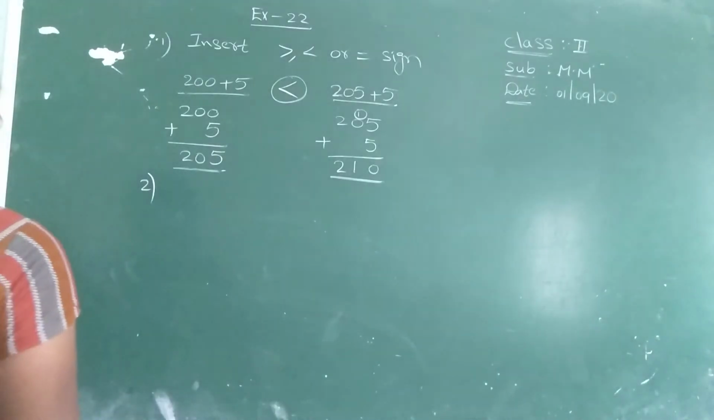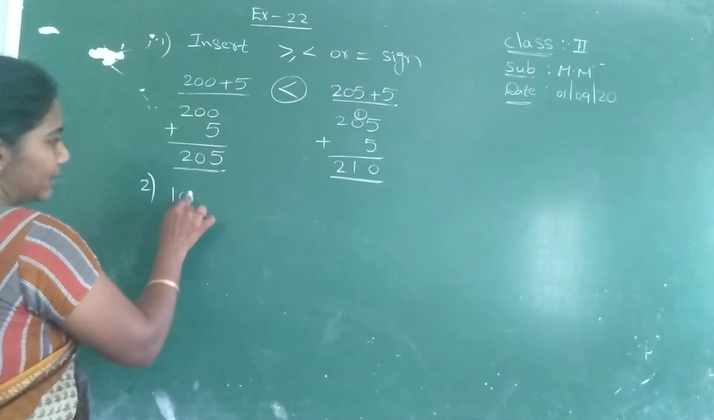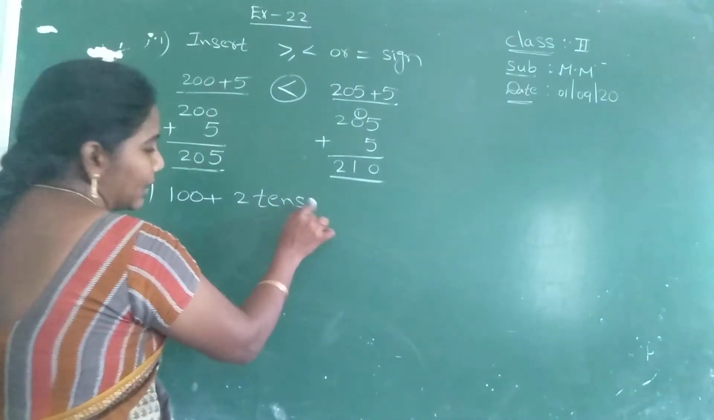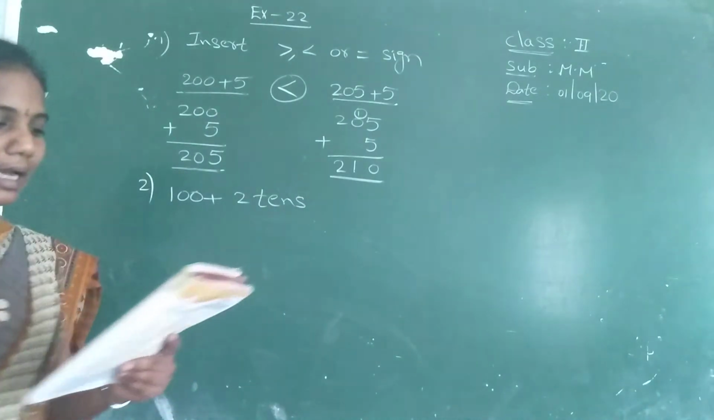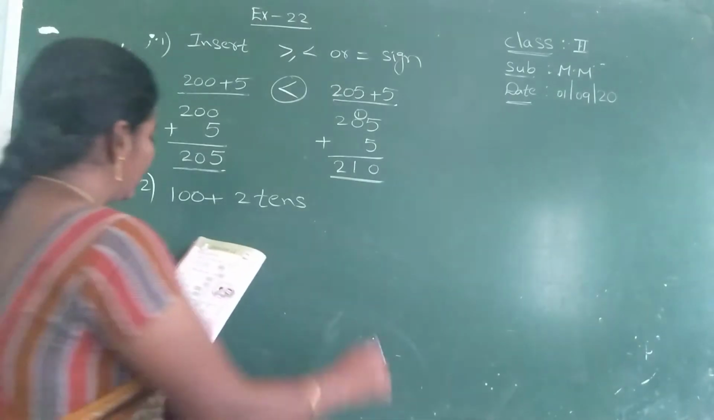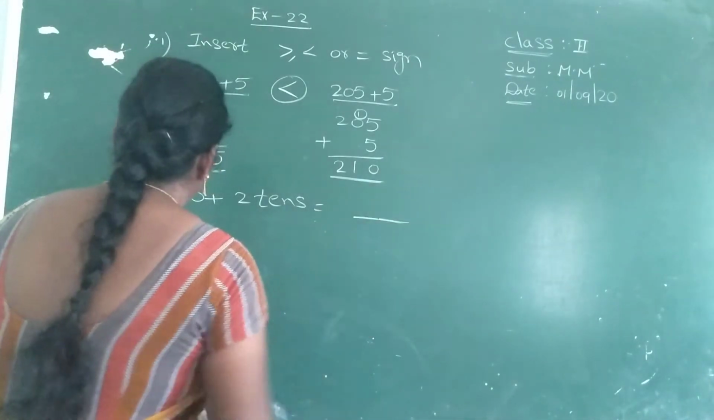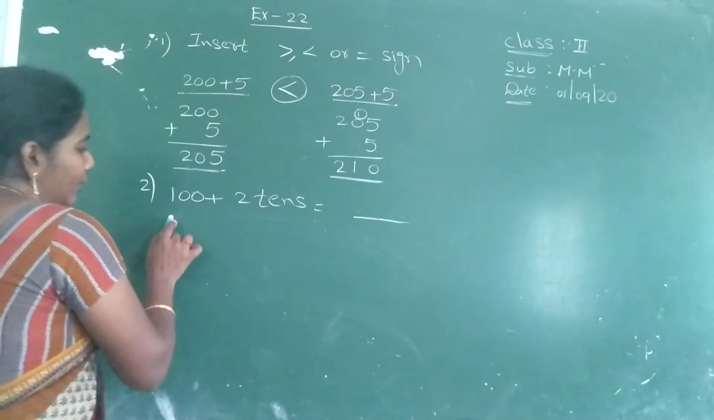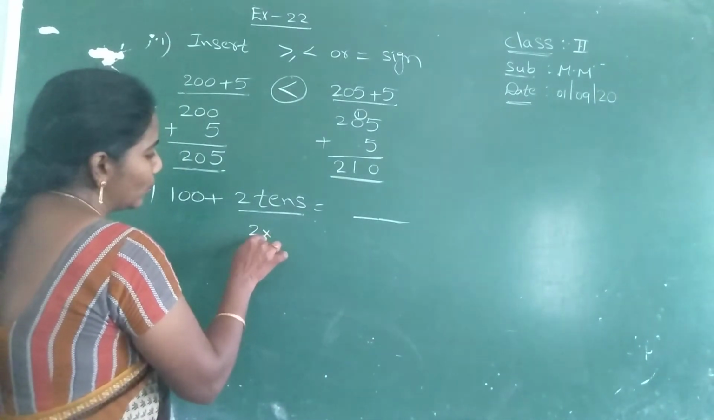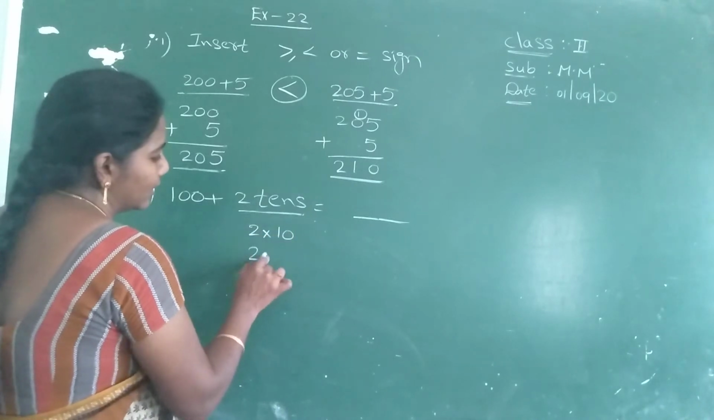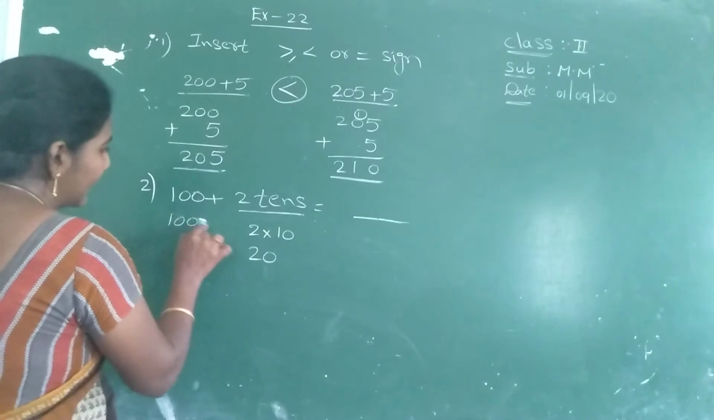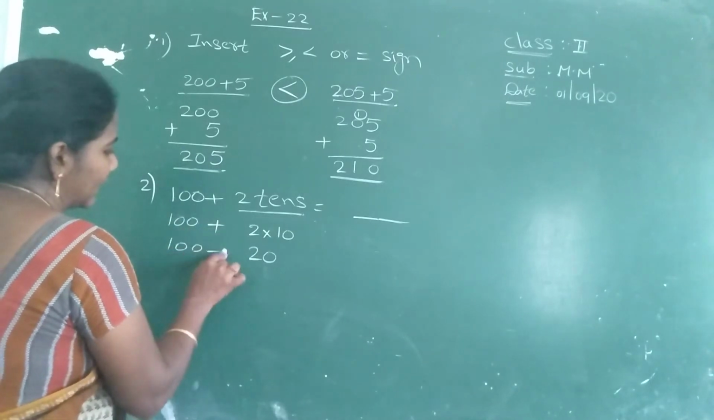Okay? Next. Second question is 100 plus 2 tens equal to dash. Now all of you know 100. 2 tens means 2 into 10. You will get 2 tens is 20. Now add 100 plus 20, Nana.